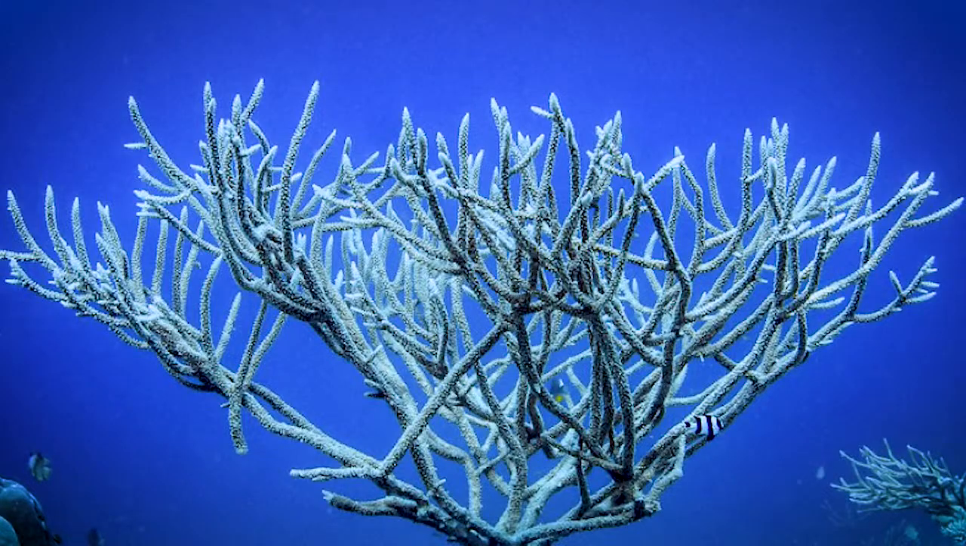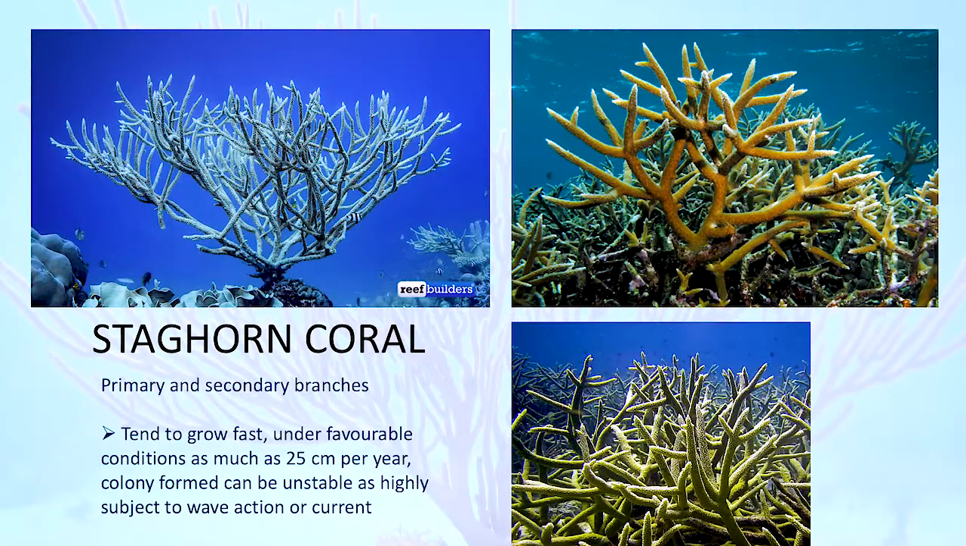So this is a staghorn coral. Staghorn corals are very efficient growers. They grow very, very rapidly, and they have these primary, secondary, and tertiary branches. They could grow up to 25 centimeters per year. But the thing is, these corals are very prone to damage, and they are known to be affected by tidal currents, waves, and indeed damaged by boats and divers and snorkelers.